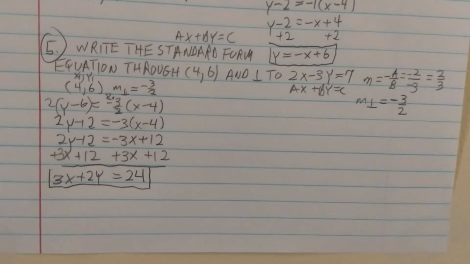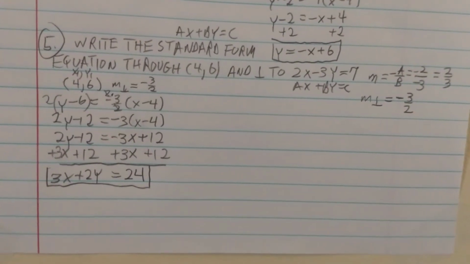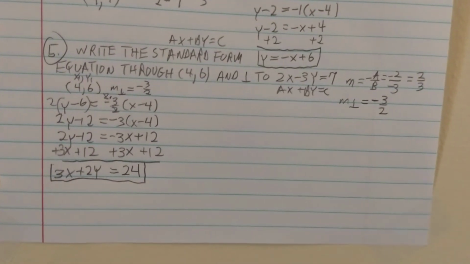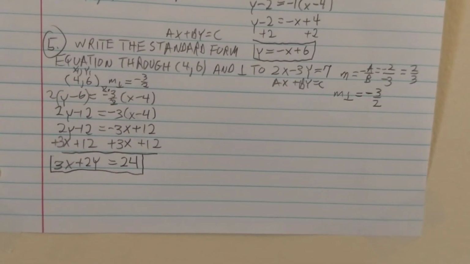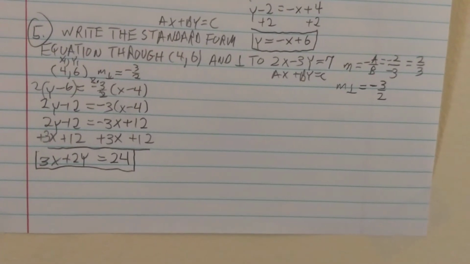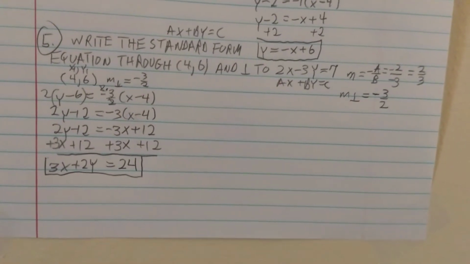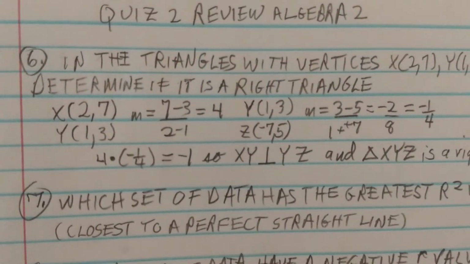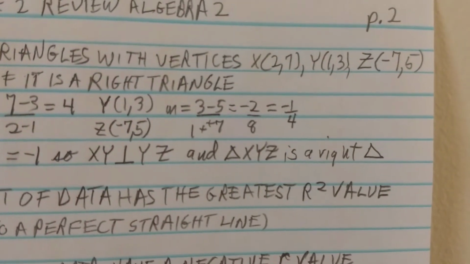So I would get 2y minus 12, multiplying through the parentheses, equals negative 3 times x minus 4, or 2y minus 12 equals negative 3x plus 12, and then adding 3x to both sides and adding 12 to both sides, we'd end up with a standard form equation of 3x plus 2y equals 24.